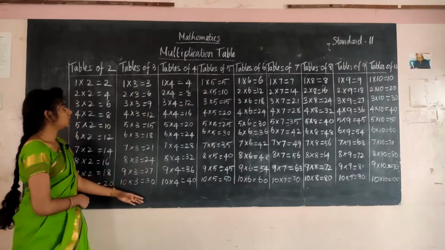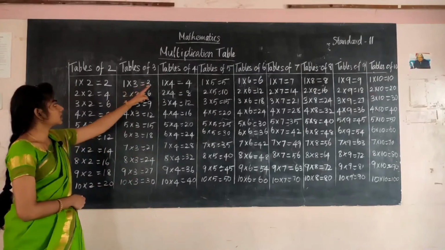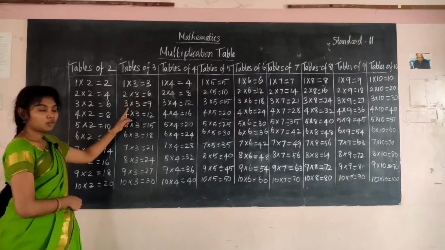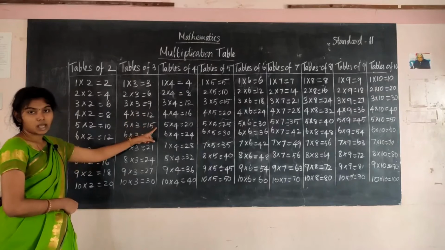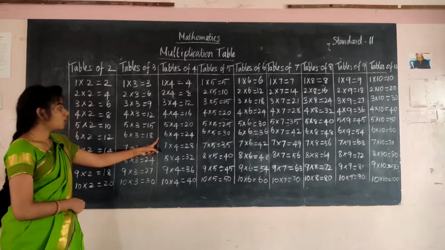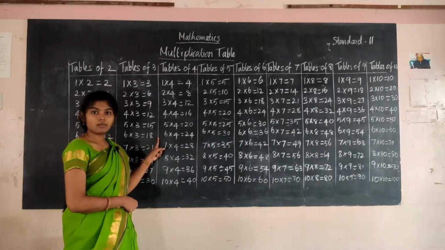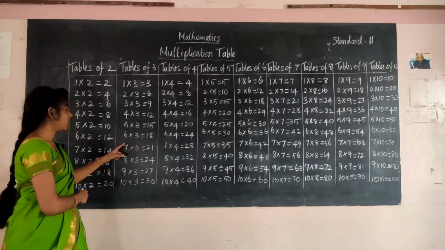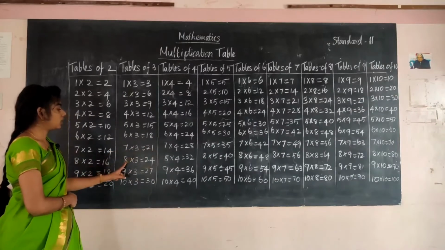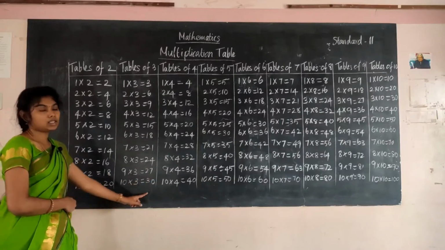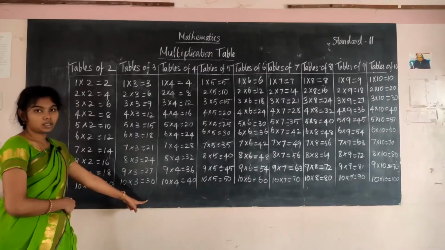And here the third table is given. 1 3's are 3, 2 3's are 6, 3 3's are 9, 4 3's are 12, 5 3's are 15, 6 3's are 18. You are going to memorize the tables as an easier way to find the answer, for everything, instead of using repeated addition. And here 7 3's are 21, 8 3's are 24, 9 3's are 27, 10 3's are 30. This is the third table.